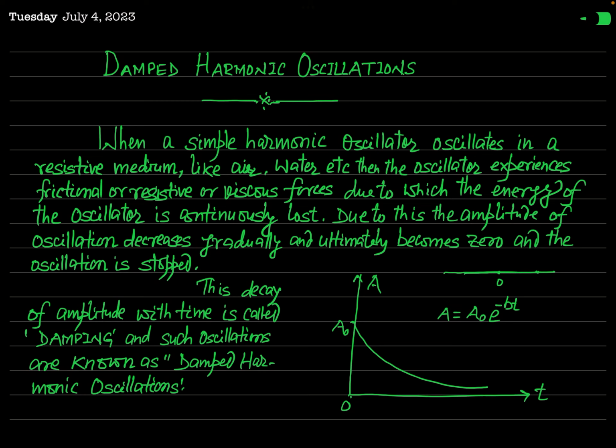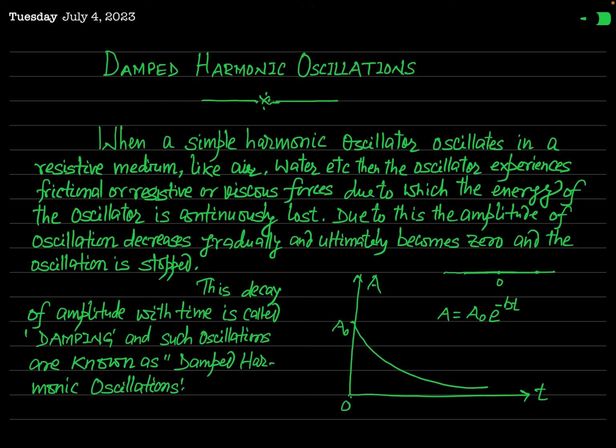But apart from that restoring force, our oscillator also experiences some retarding force, and that retarding force or damping force or resistive force is due to the medium, and that retarding force actually decreases the energy of the oscillator continuously, as I have told you. And due to the decrease of energy, the amplitude of oscillation decreases gradually and continuously until it becomes zero. It means finally the amplitude of oscillation becomes zero.